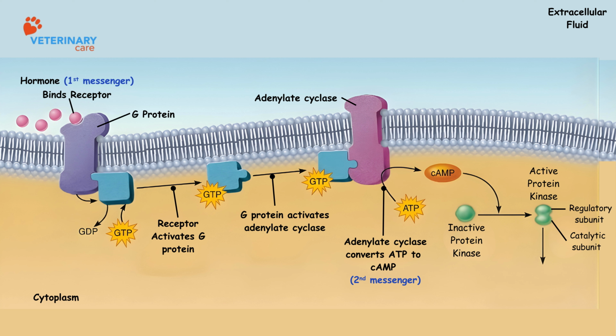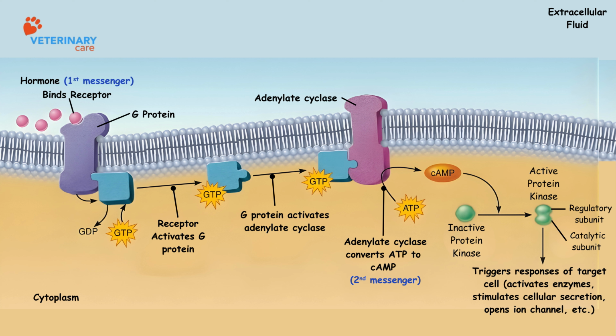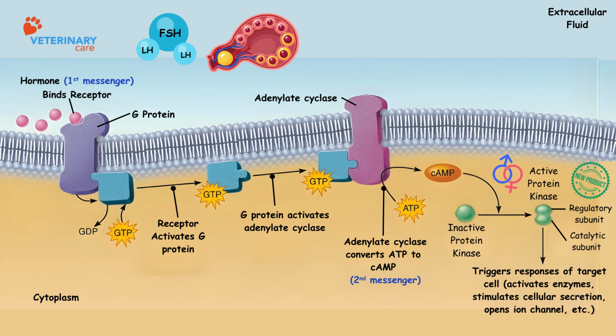The active protein kinases then stimulate various enzymes, leading to the conversion of existing substrates into new products. These newly formed products are responsible for bringing about the hormone's effects in the body. As a result of this process, cells begin to synthesize new products that are often secreted and play important roles in reproduction. For example, the gonadotropin hormones FSH and LH act on ovarian follicle cells and stimulate the synthesis of estradiol.